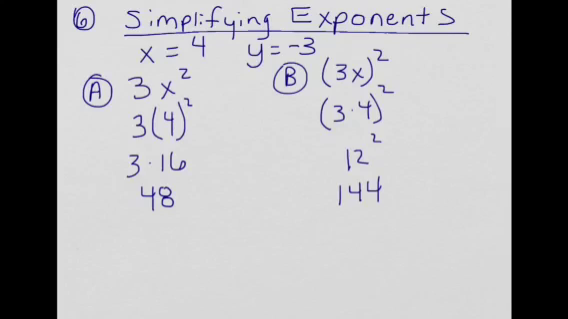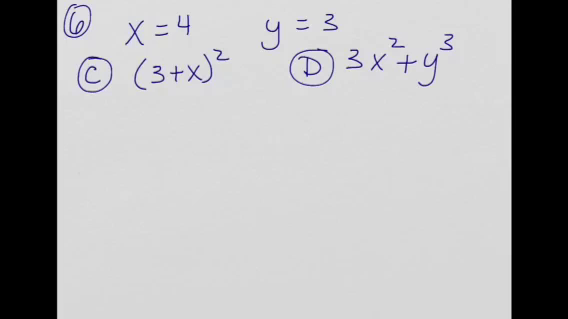So you'll notice that when the exponent is just on the variable, you get one answer. And then when the exponent affects everything inside the parentheses, you get a different answer. But both times we follow PEMDAS. Alright, let's try another one. We're going to go ahead and substitute in the 4. So it's 3 plus 4 squared. Now we're going to follow PEMDAS, so it's going to be 7 squared, and it's 49.